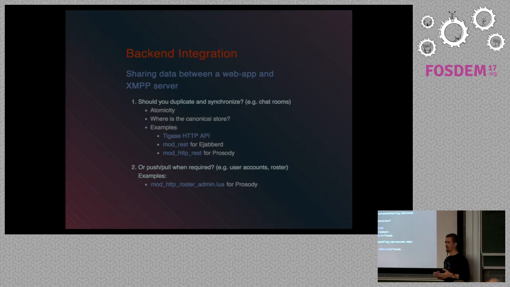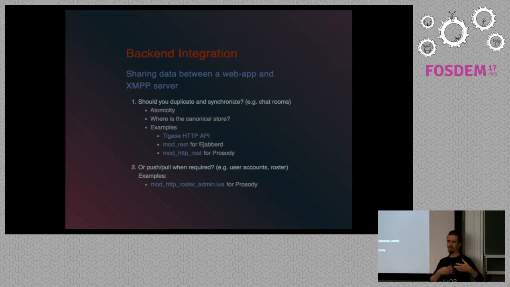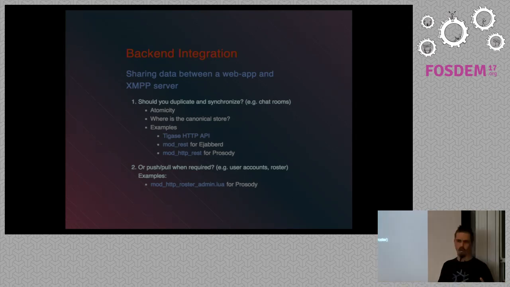Another question you might have to ask yourself is, where is the canonical store? If you're having it mirrored across two backends, you probably want one of them to be the truth, so that eventually, if something happens and you need to regenerate the data, you have this one where you can push it back out. For example, the backend is your canonical store and you push out the data to the XMPP server.